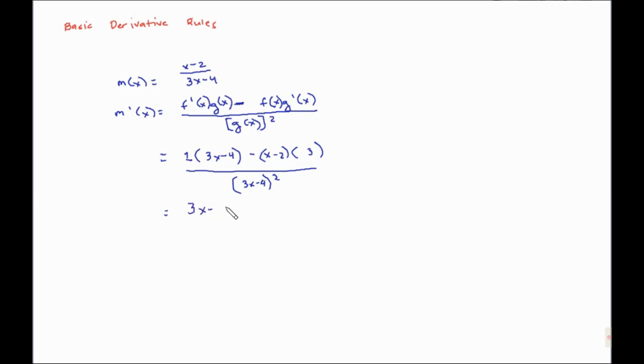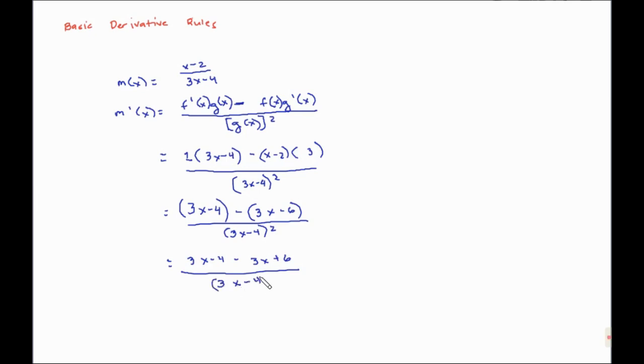3x minus 4 minus 3x minus 6. You have to be careful with your grouping symbols, ha? And then, just square our denominator. Pero mamaya ko na siya gagawin kasi katamad pa. Charot. Okay. Para hindi confusing, mamaya natin siya isama. We have 3x minus 4 minus 3x plus 6 over 3x minus 4 squared.